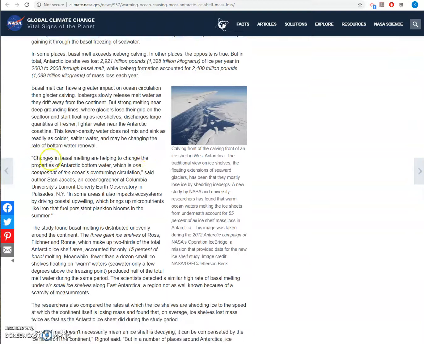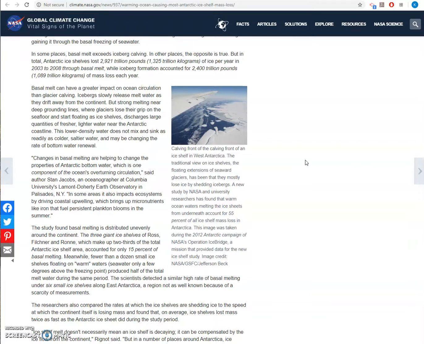So here you can see changes in basal melting are helping to change the properties of Antarctic bottom water. So that has to do with ocean circulation. It's one of the components of the ocean circulation. So hopefully you learned a little bit about ocean circulation when you learned about currents last year. Talked about air and water currents. So like warm goes up and cold goes down, and there's this temperature cycling that drives things, right? It's based on density because warmer things end up being less dense and colder things more dense, right?